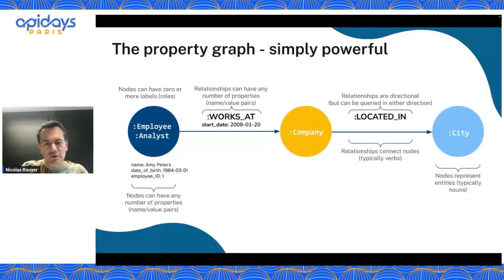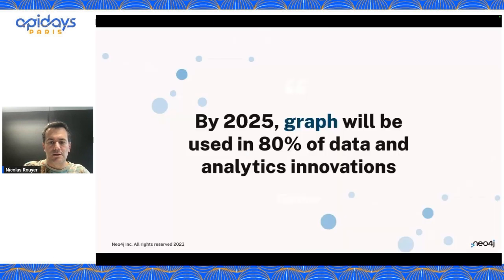So by the time you have a model that you describe on a whiteboard, you are able to store it. There is no discrepancy between the conceptual model and the physical model. They are the same in Neo4j. We store data as nodes and relationships. And some analysts like Gartner and Forrester say that by 2025, graph will be used in 80% of data and analytics innovations.